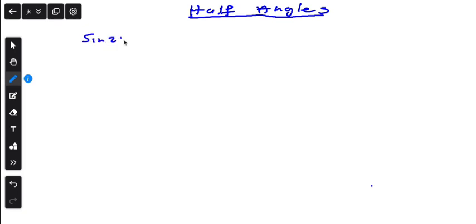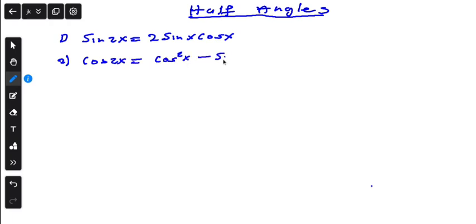So for sine 2x, this one was giving us which one? 2 sine x, then cos x. In this one you remember very well. So one was the first one, and then the second one was cos 2x, which is equal to cos squared x minus sine squared x. I think you remember very well.